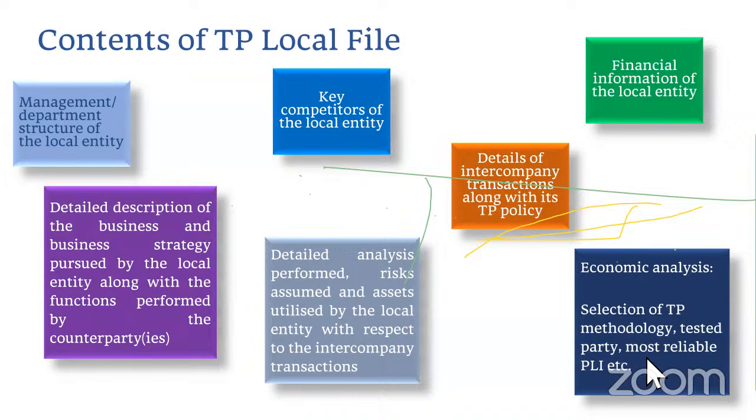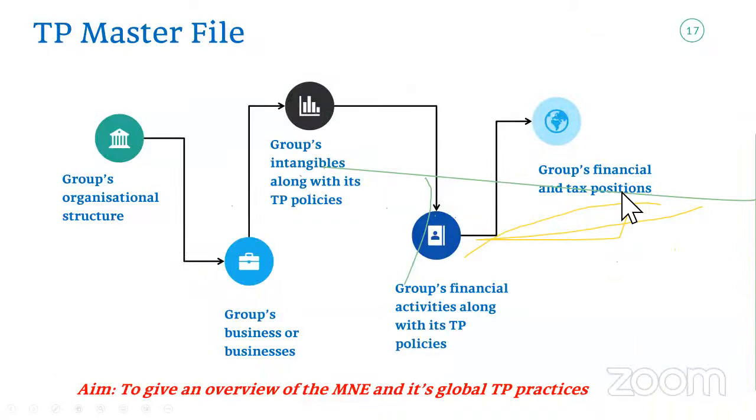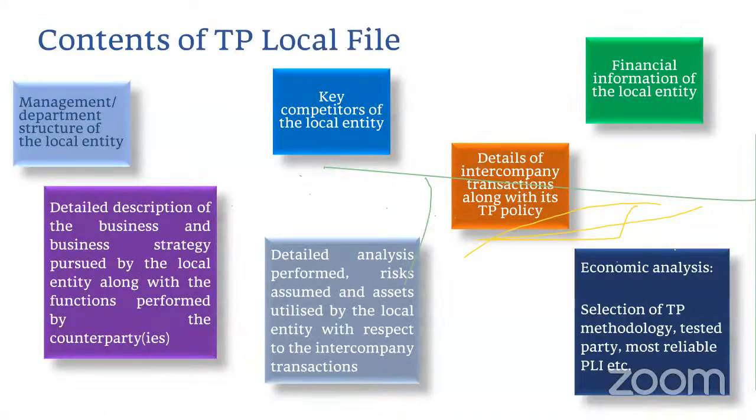Now, we'll look at the management structure of the local entity, the key competitors of the local entity, financial information of the local entity, the details of intercompany transactions, along with the TP policy. They're looking at the detailed functional analysis performed, risk assumed, and assets utilized by the local entity, a detailed description of the business and business strategies pursued by the local entity, along with the functions performed by the counterparties. And the functions performed by the counterparties, why is this necessary? Because of comparability analysis.